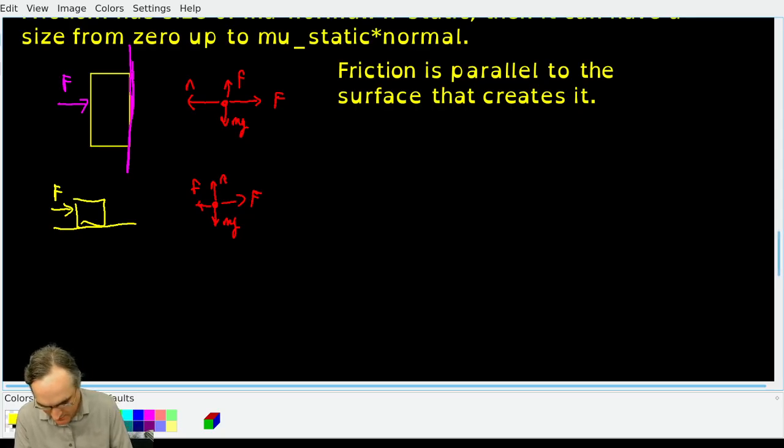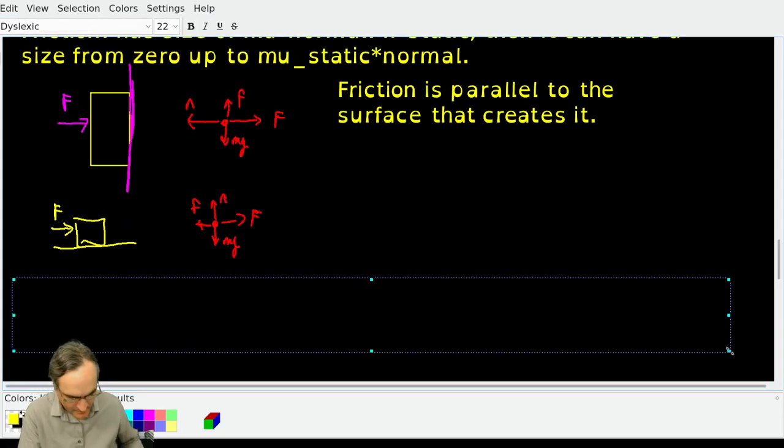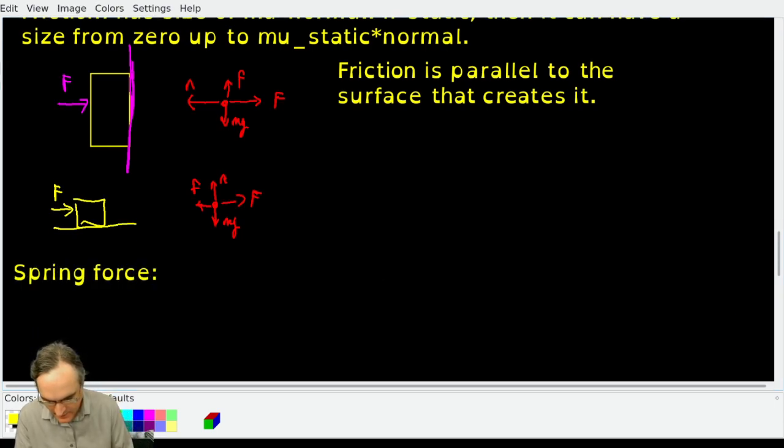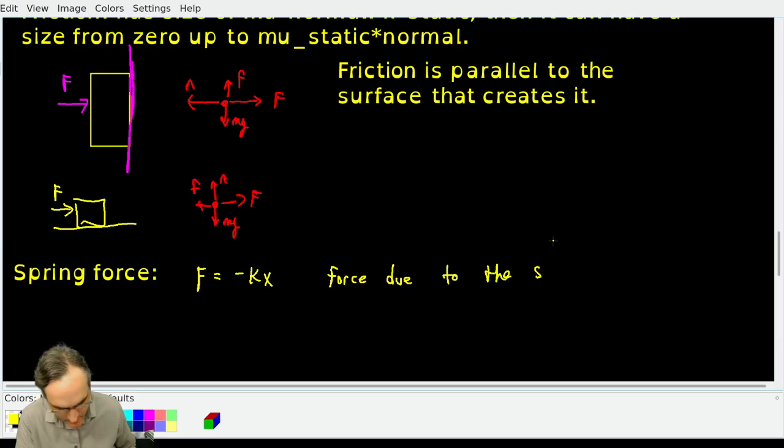All right, last force I want to mention for the time being is the spring force. Spring force has a size that looks something like minus kx. This will always be the force due to the spring. If you want to know the force due to the thing pulling on the spring, it may be different. So keep that in mind.